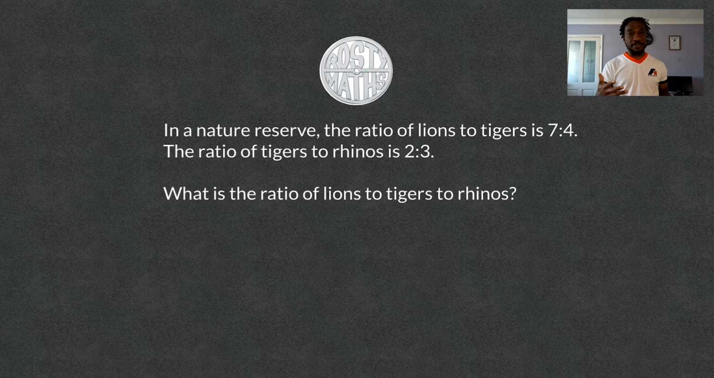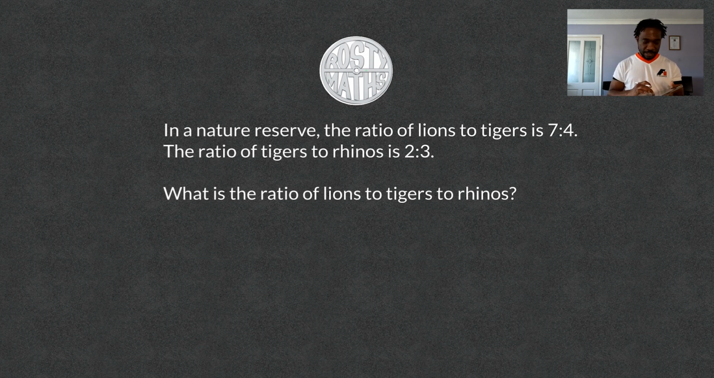Okay, so in front of you, you can see the question: in a nature reserve, the ratio of lions to tigers is 7:4, and the ratio of tigers to rhinos is 2:3. What is the ratio of lions to tigers to rhinos? I'm going to show you two methods in this video. The first is the non-cheat method, the actual mathematical method. Towards the end of the video, I'll show you a much quicker way of doing it. Anyway, let's jump straight into it.